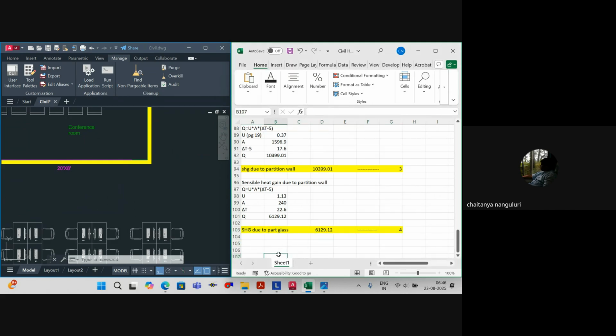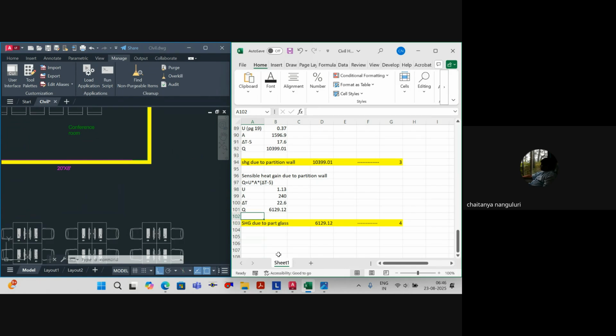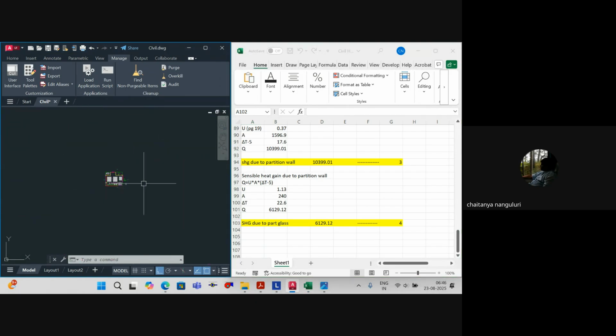Coming to the next one. We have now completed sensible heat gain due to exposed wall, exposed glass, partition wall, partition glass. Now the next element we have to see is sensible heat gain due to your roof load and floor load. In this example, what did it tell you? Below floor is non-AC, above floor is AC.